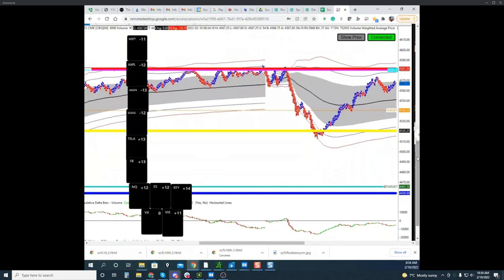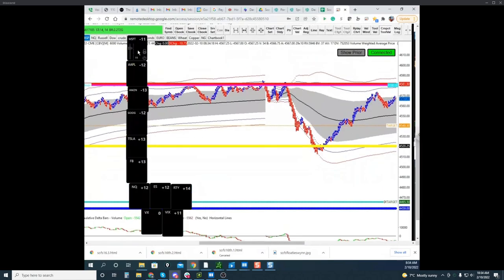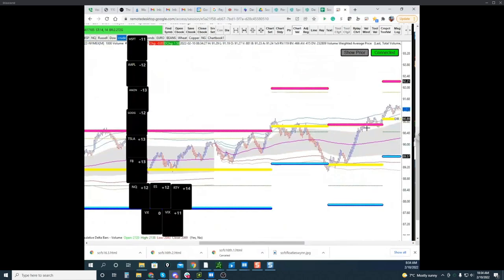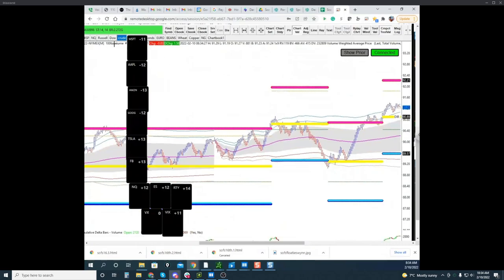I set this up so long ago, I can't even remember how I did the Heikin-Ashi. I can't get it to work, so that's why you just see bars. But you can see what I use.